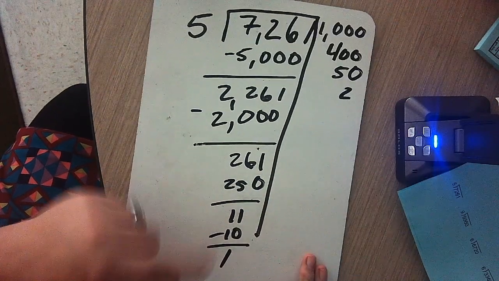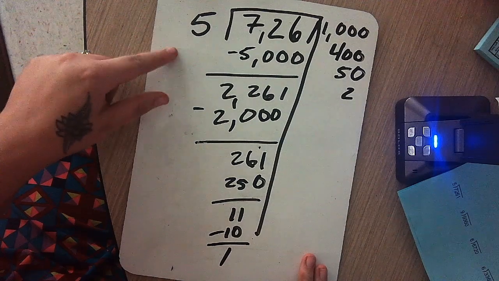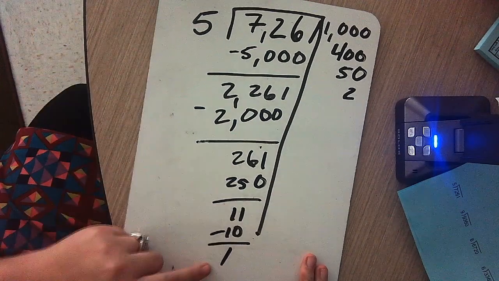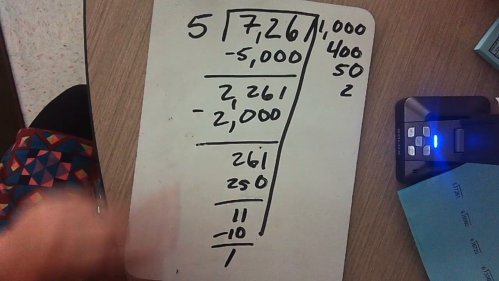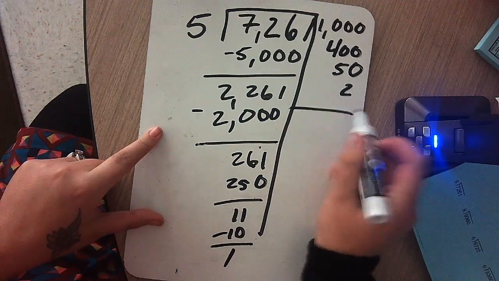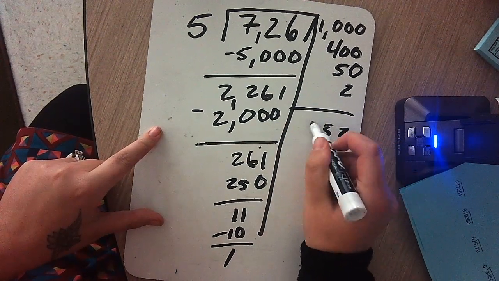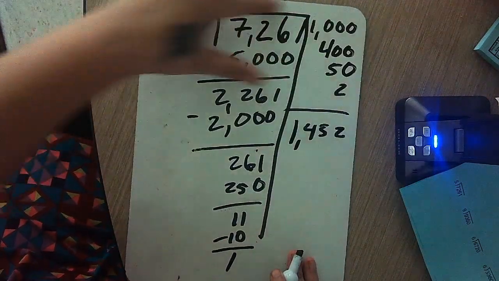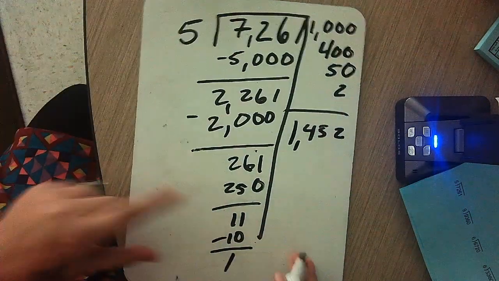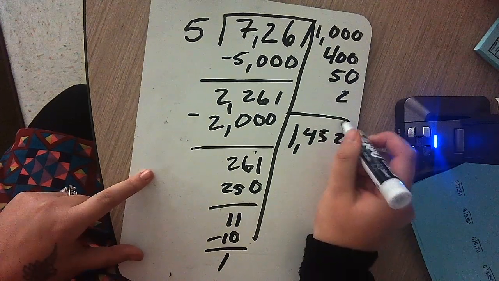Leaving me with 1. 1 is less than 5, so there's no number that when multiplied by 5 gets me a product of 1 or close to 1. So that means I'm finished. This is going to be a remainder. So I'm going to add all these up. 2, 5, 4, 1. I'd want to leave space up here to write, but I didn't really, so I'm just going to write it down here with a remainder of 1.